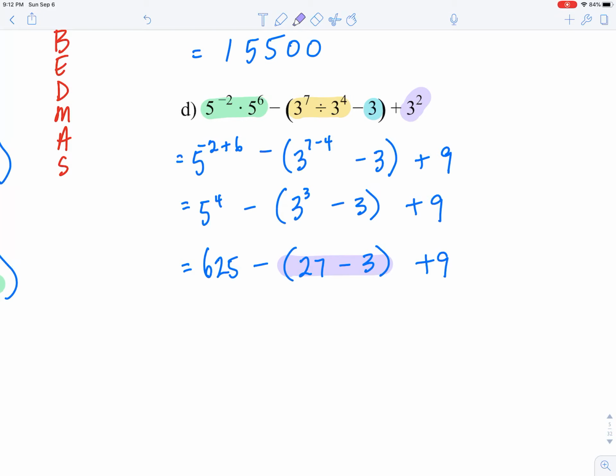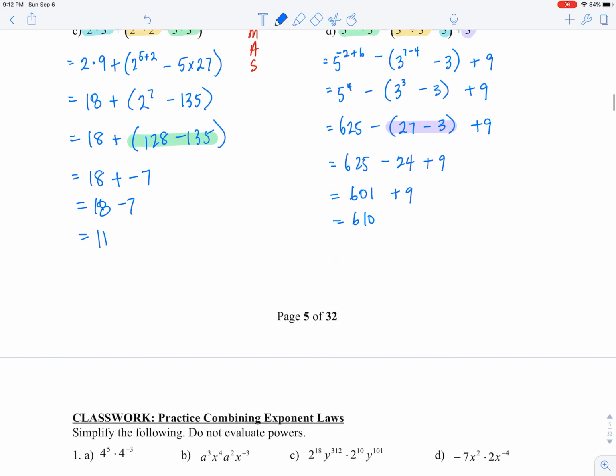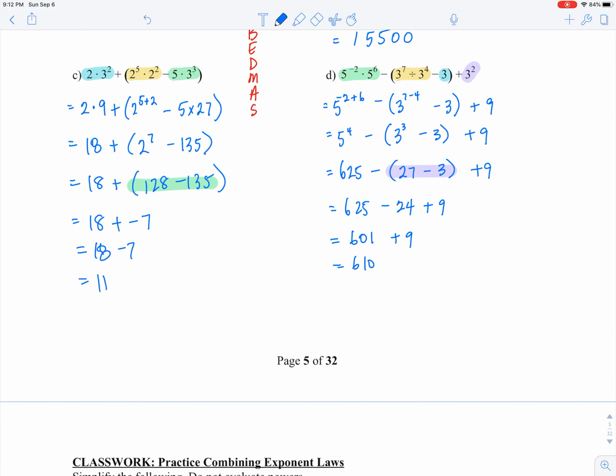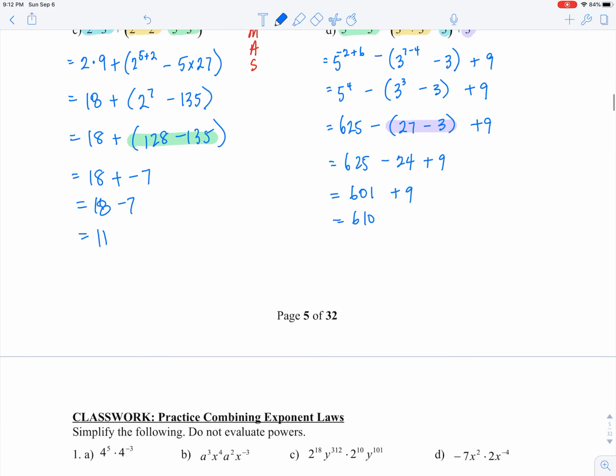So I've got to calculate that bracket before I do anything else. So it's 625 minus 24. So that's 601 plus 9. So that gives us 610. Hey, 610, robotics, yay. And that's it for using all of the first 4 of the exponent laws.